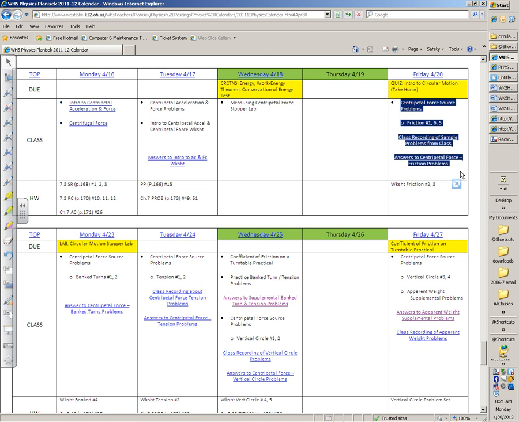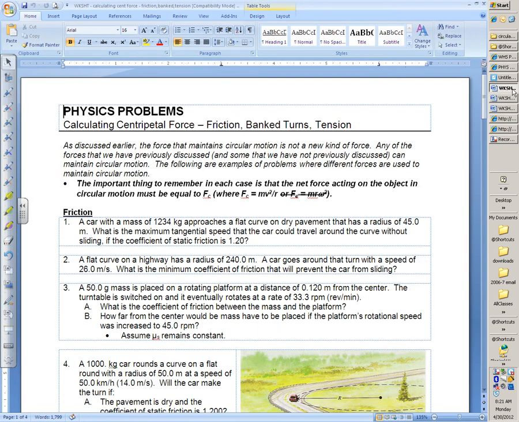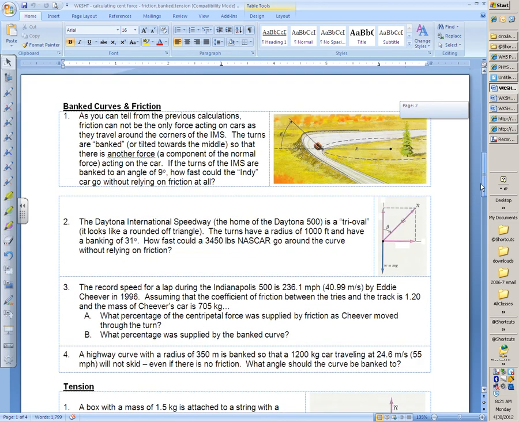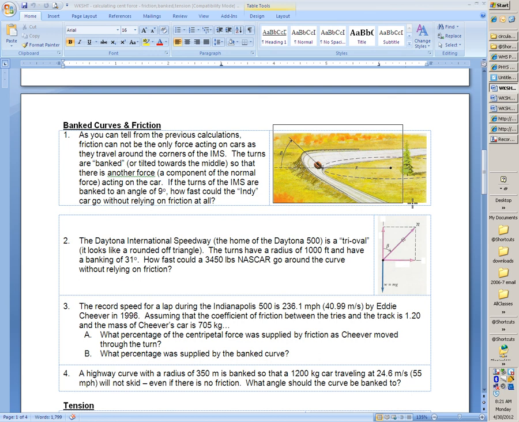Questions? Okay. Next type of problem that we did was the banked turn problem. So we talked about the idea that if we actually tilt the road, it gets in the way of that object going straight, and the normal force, or a portion of the normal force, will provide centripetal force. Let's grab this picture here.